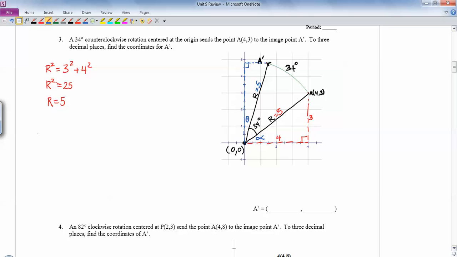Okay, so let's solve for alpha. So I'll use the 3 and the 4, but really you could use any of the sides you want. The 3 is the opposite, the 4 is the adjacent. So I'm going to do tan, because that's opposite over adjacent. So tan of my angle alpha equals the opposite side 3 over the adjacent side 4. So to get alpha, I'm going to do tan inverse.